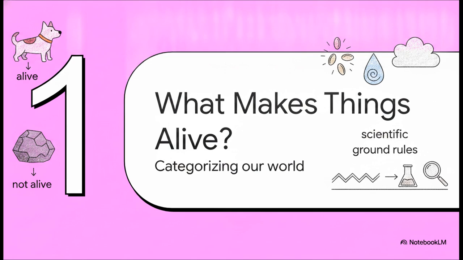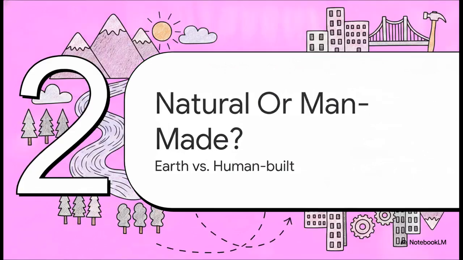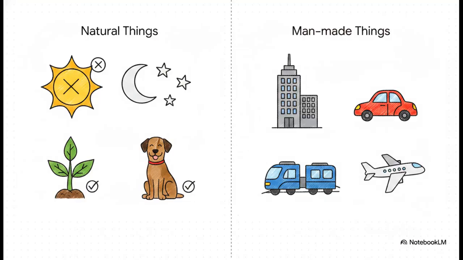All right, part one. What makes things alive? Let's figure out how we categorize our world. Moving right along to part two, natural or man-made. Basically, Earth versus human-built. So before we can even define life itself, it really helps to establish some baseline categories.